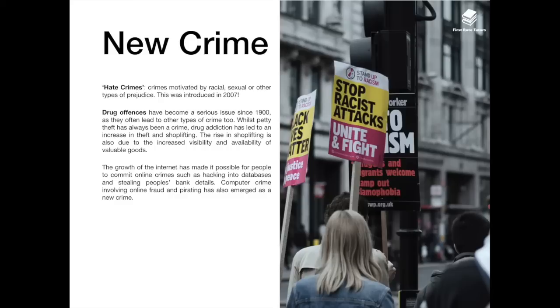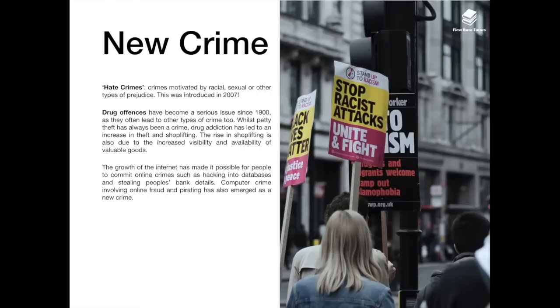Drug offenses have become a serious issue since 1900, as they often lead to other types of crimes. Whilst petty theft has always been a crime, drug addiction has led to an increase in theft and shoplifting. The rise in shoplifting is also due to increased visibility and availability of valuable goods.